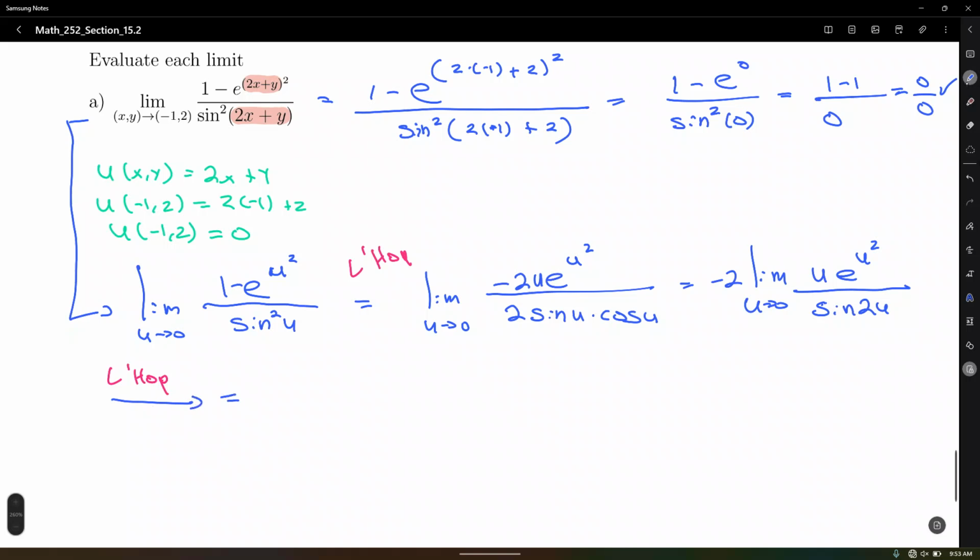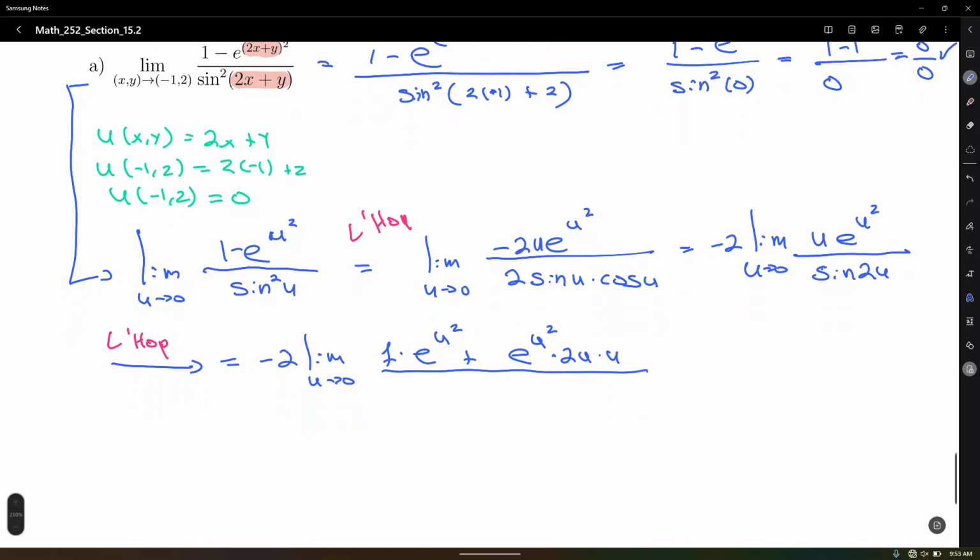That means, okay, so that is negative 2 times the limit as u approaches 0. Okay, product rule: the derivative of u, which is 1, times the exponential e to the u squared, plus the derivative of the exponential, careful here, that is itself e to the u squared times 2u times the u. And in the denominator, no product rule because using the identity was a smart move, so we just do a basic chain rule here, that is 2 cosine 2u.